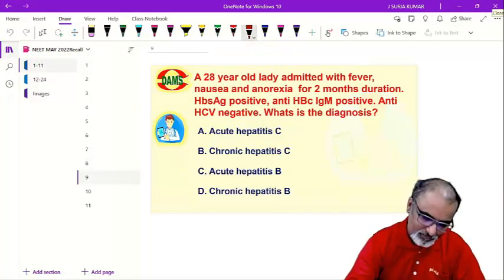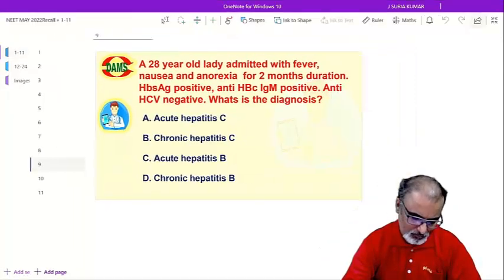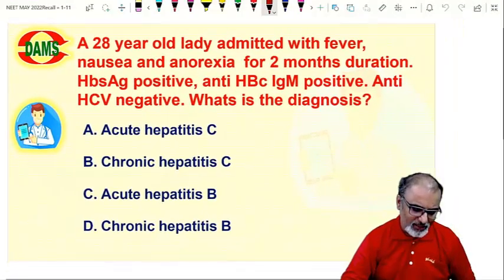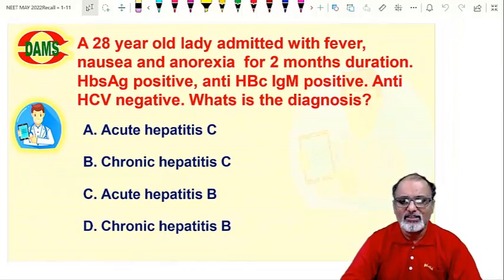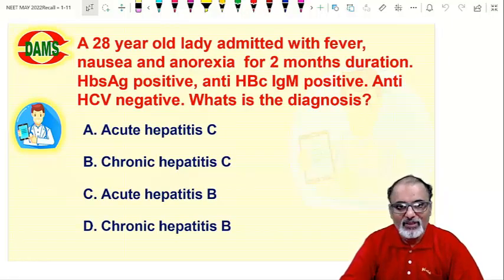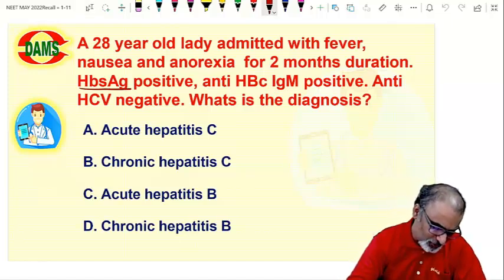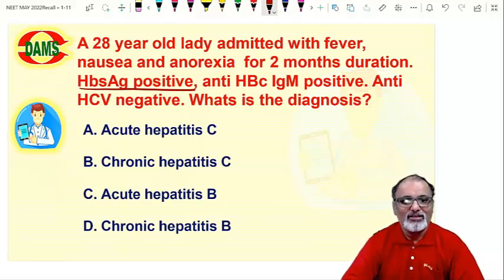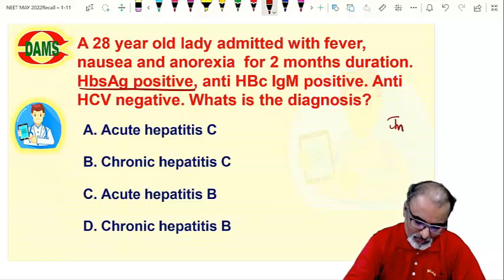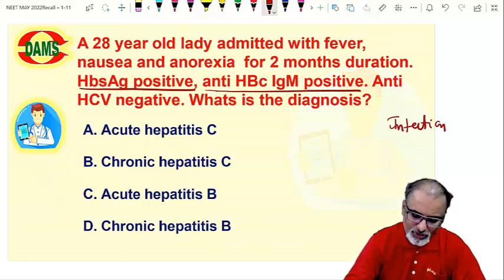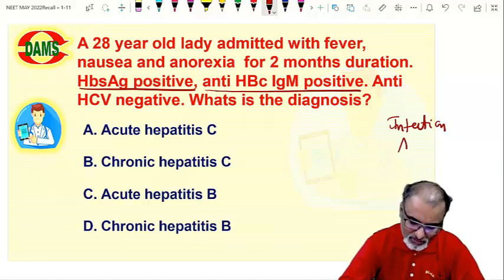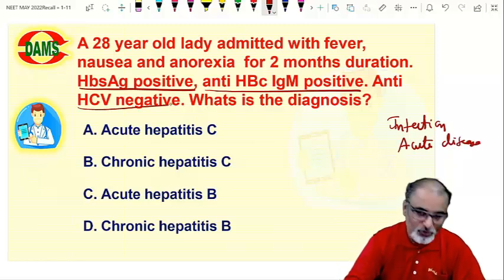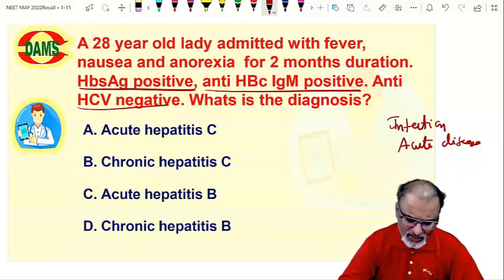Next is a 28-year-old lady admitted with fever, nausea and anorexia for 2 months duration. HBsAg is positive. Surface antigen positive, so you remember, that means infection is present. Anti-HBc IgM positive, that means disease present, acute disease. Anti-HCV negative, no problem. What is the diagnosis? It's very direct and very simple.